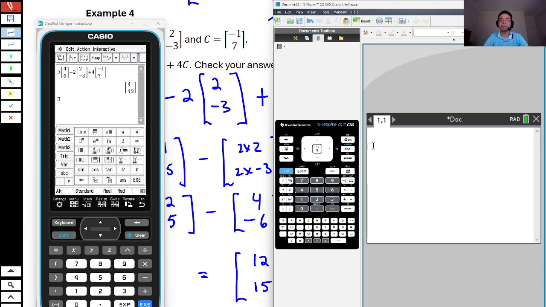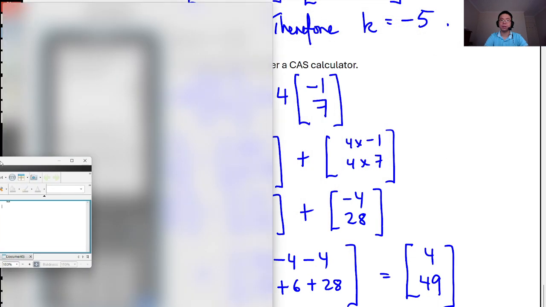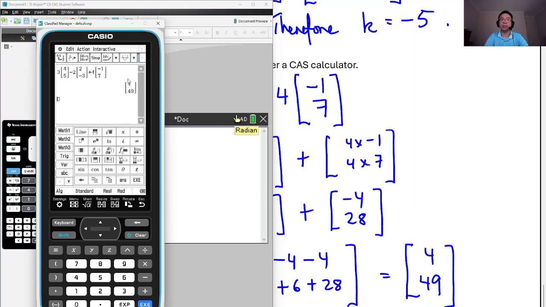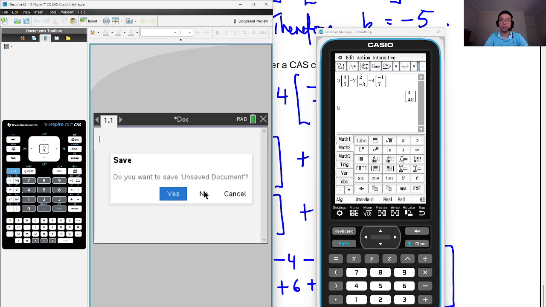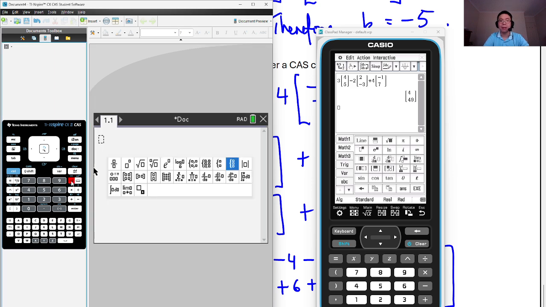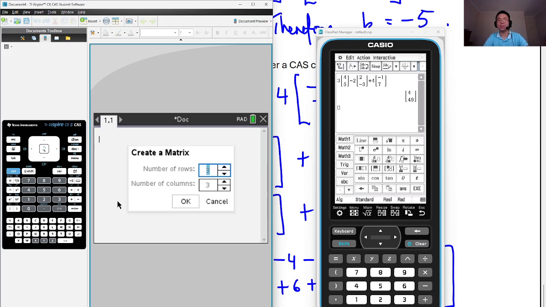On the TI, it's very similar. So this time what you want to do is go to the main application, go to calculator, and to get the matrix interface, you need to press this button to the left of the book. And again, there are 3 pre-built matrices ready for you to go. If you don't want those sizes, you can click the 4th option with the 3x3 grid and tell the CAS what size you want your matrix to be. So we don't need to do this, but I'm just showing you how it works.